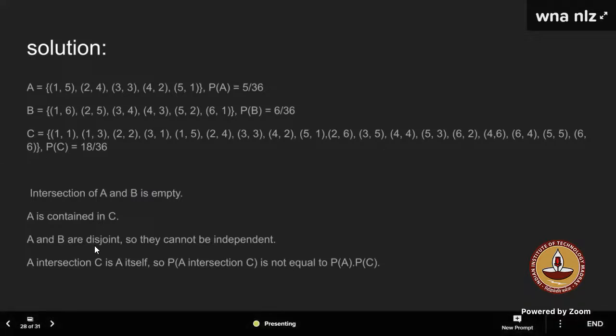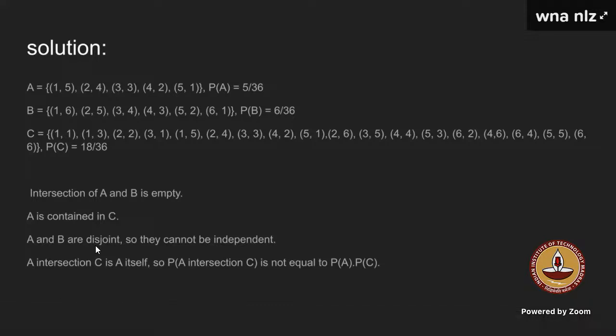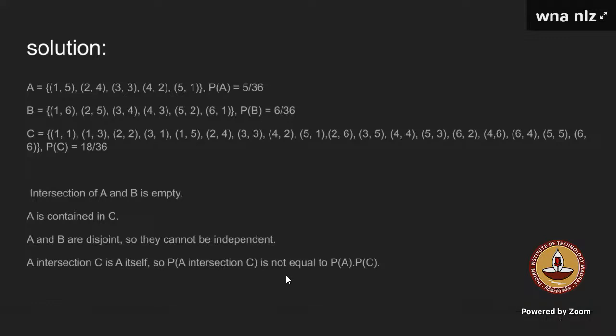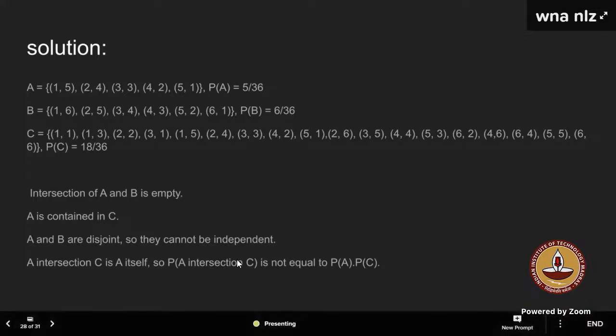So A intersection C is basically A only, right? What is the probability of A? 5 by 36. What is the probability of C? 18 by 36. What is the probability of A intersection C? That is again 5 by 36. We can say clearly it's not equal to probability of A times probability of C, right? Okay, so any doubts in this question?